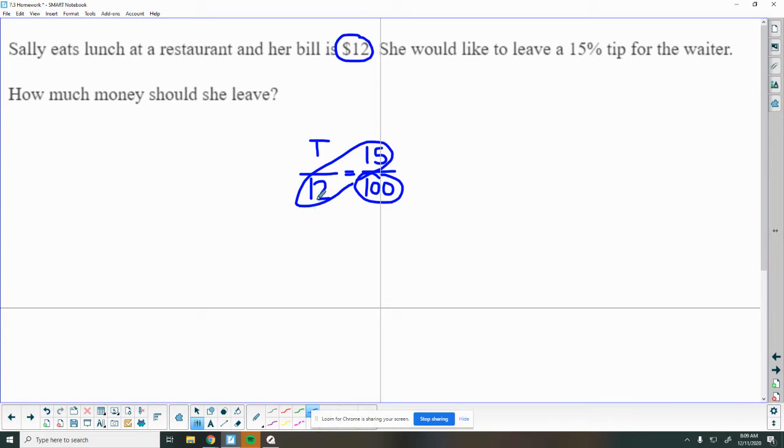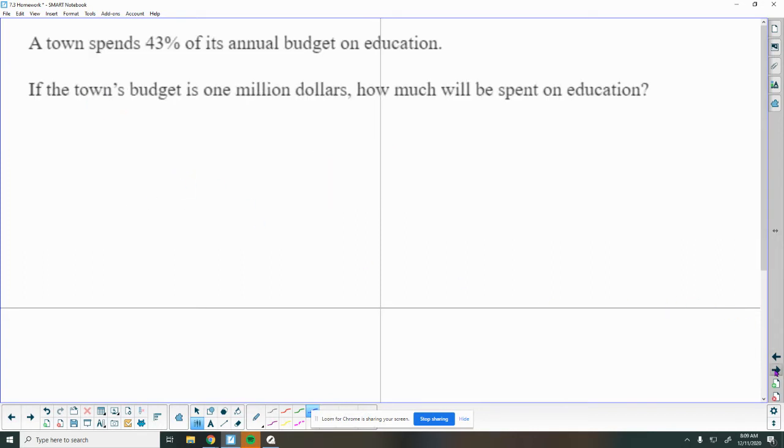So I know that 15 is pretty small compared to 100. So I know that the tip she's leaving is going to be pretty small as well. Okay, and we're also talking about money. So there's a good chance it's going to have a decimal place. So make sure you go 2 decimal places when we're talking about money.